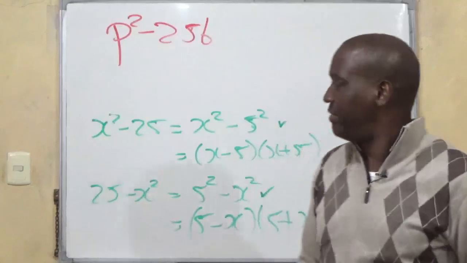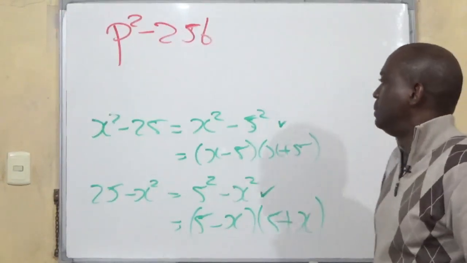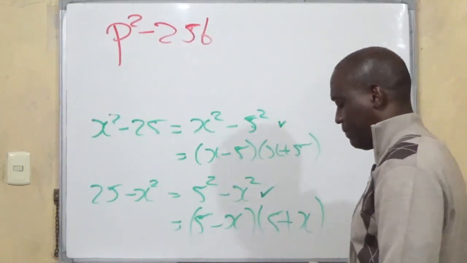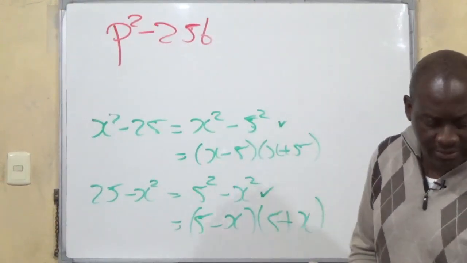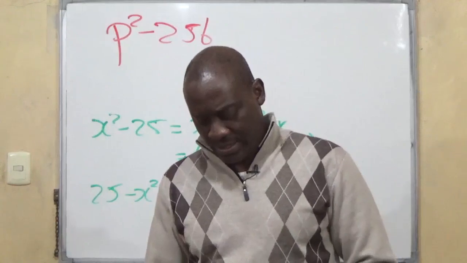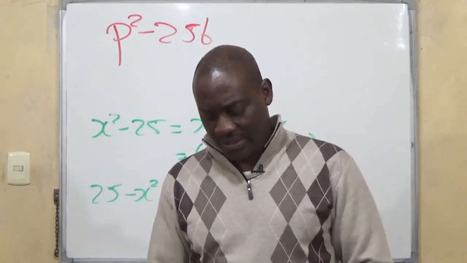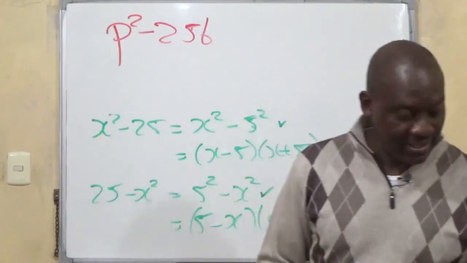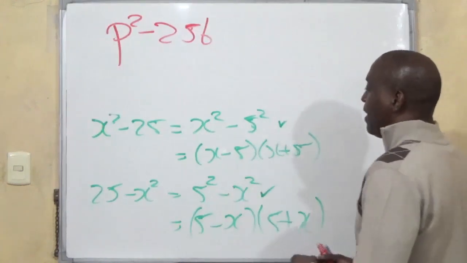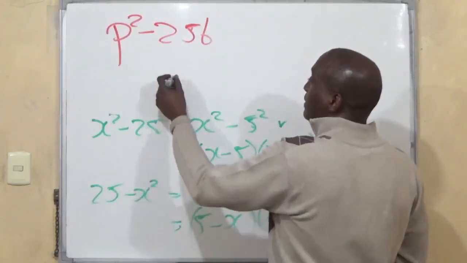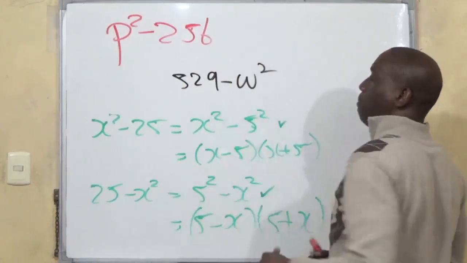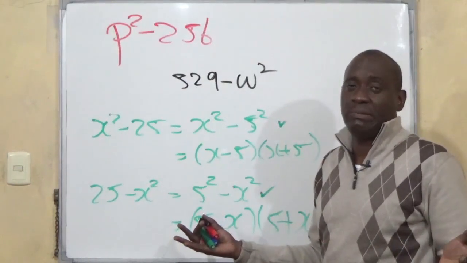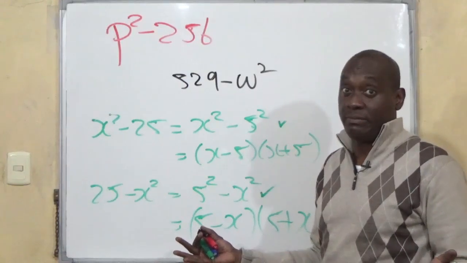You will hardly find, for example, a question where they would say factorize, let me see, 23 squared, I think, is 529. I don't have everything down from 20 to 30 here, but yes, 529, right? So you hardly find in a maths exam, they'll tell you factorize 529 minus w squared. You'll hardly find them going beyond 20, right?